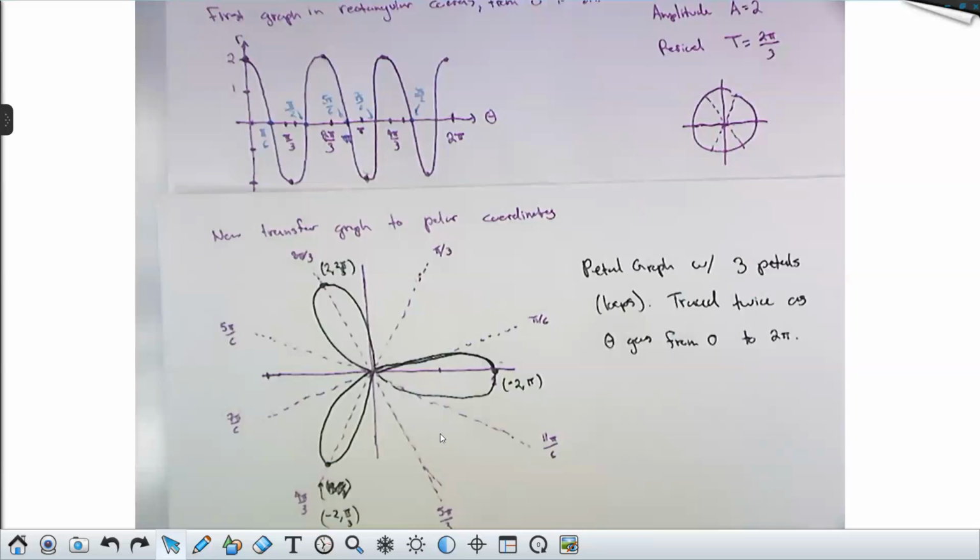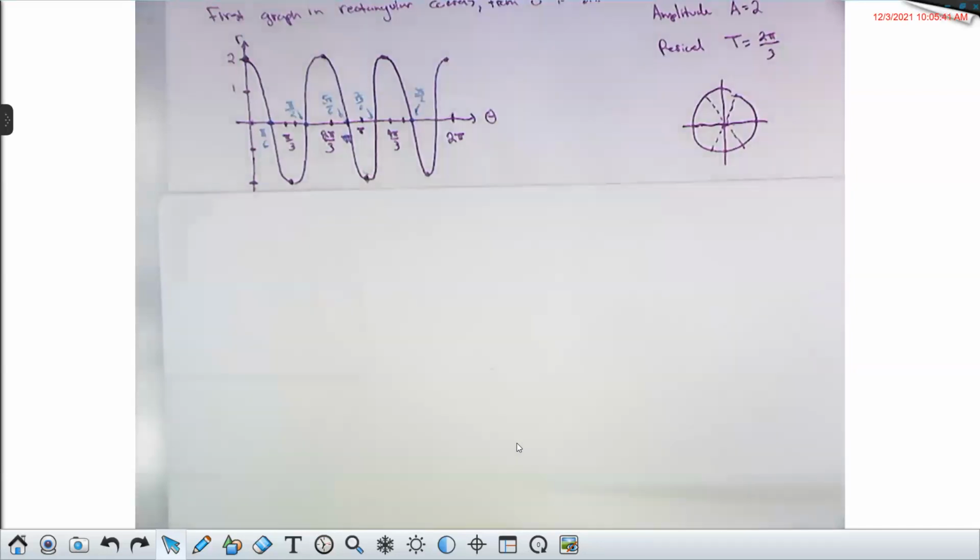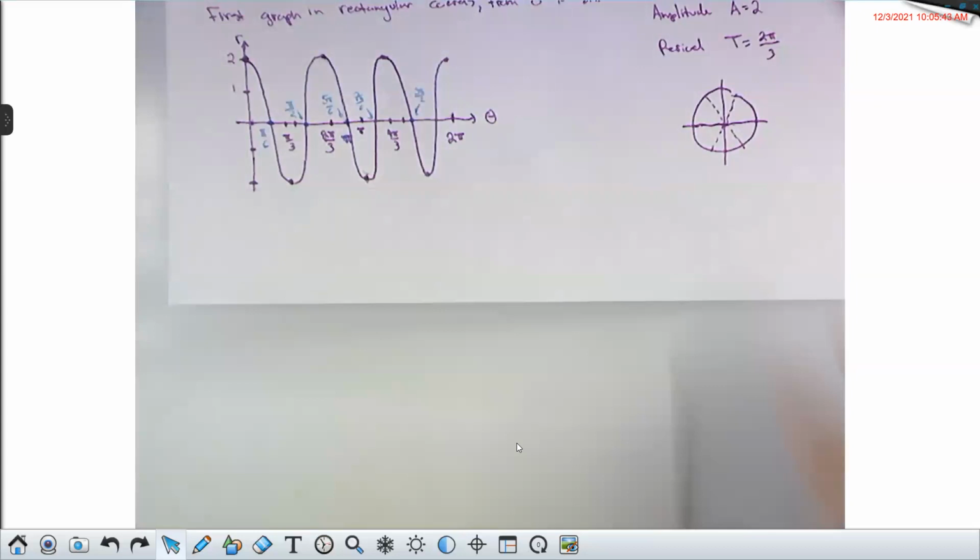I want to try one more like this, and then we're going to talk about finding areas. The procedure is always the same. You graph the thing in rectangular coordinates and then transfer that graph over into polar coordinates by thinking about the rotating arm.